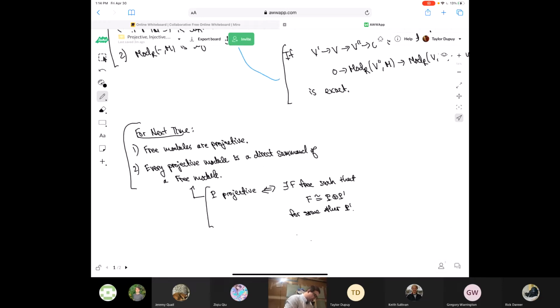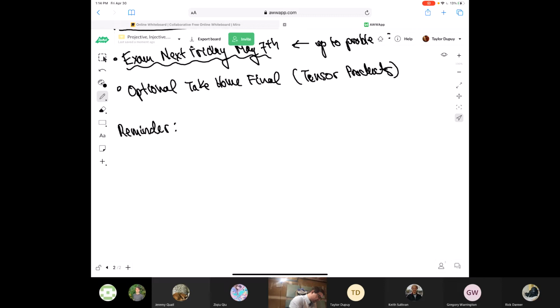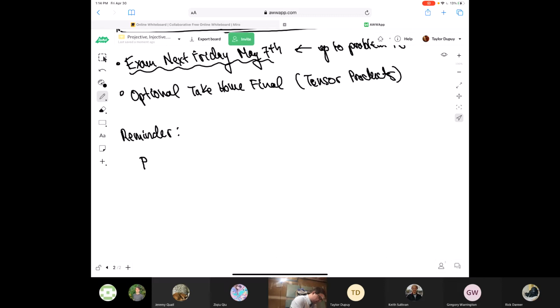All right, so let's go back to what we're doing today. I want to talk about the things that I owe you. And let me just give a reminder again. P is projective if and only if the functor represented by P applied to surjections is a surjection.